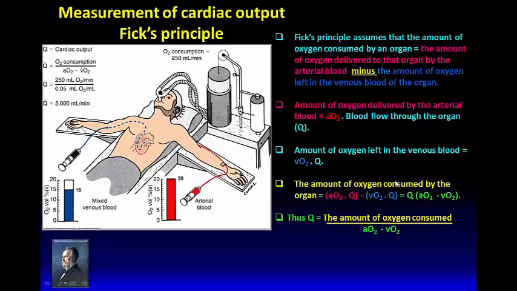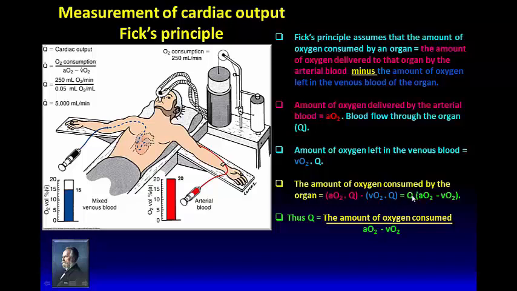Thus, the amount of oxygen consumed by the organ is equivalent to the amount of oxygen delivered by the arterial blood minus the amount of oxygen remaining in the venous blood. Q is common, so we can rewrite the equation in this form. So the amount of oxygen consumed by the organ is equivalent to Q multiplied by the oxygen content of the arterial blood minus the oxygen content of the venous blood. From this equation, we can calculate flow through the organ.